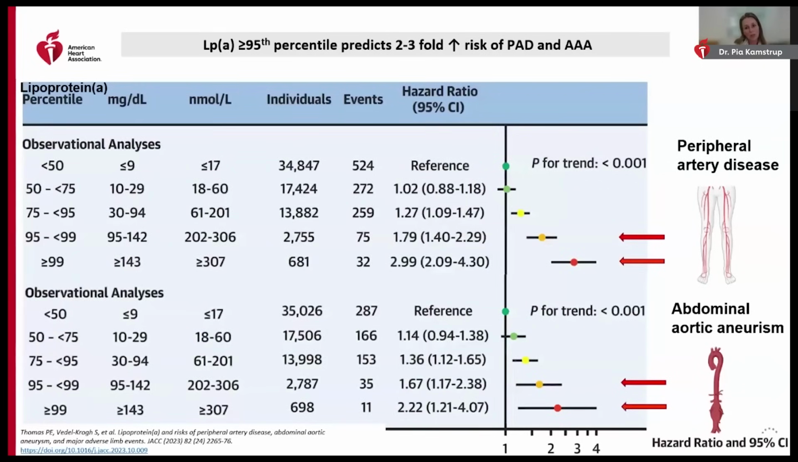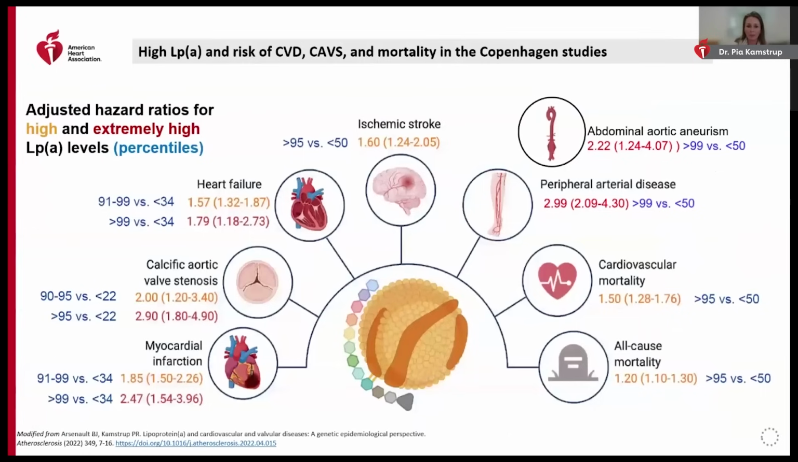We have recently also assessed risk of incident peripheral artery disease and risk of abdominal aortic aneurysm in our general population studies. And here we also observe stepwise increases in risk with increasing Lp(a) levels as seen on this slide. However, risk estimates are perhaps not quite as high as those found for MI and calcific aortic valve stenosis, as 2 to 3-fold increases in risk are only found for individuals in the top 1% of the concentration distribution, that is in individuals with levels exceeding 140 milligrams per deciliter, corresponding to approximately 300 nanomoles per liter.